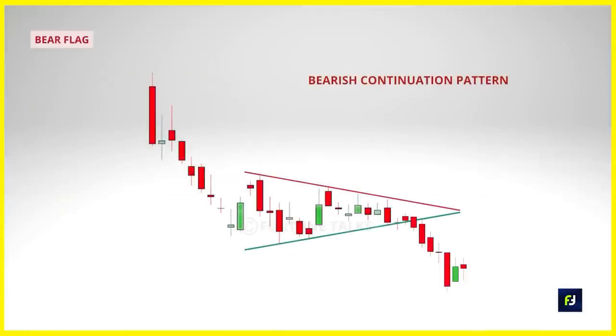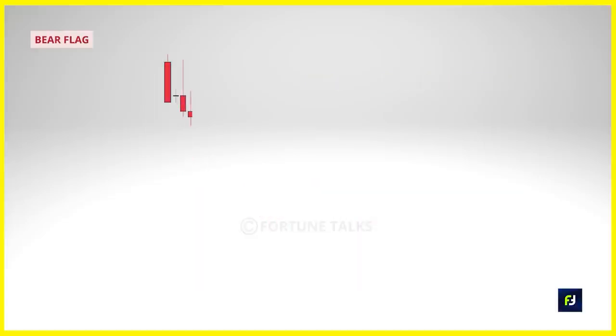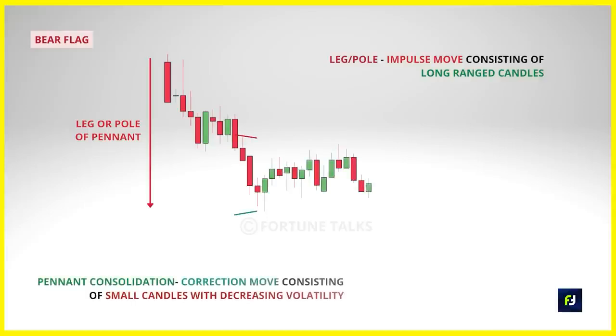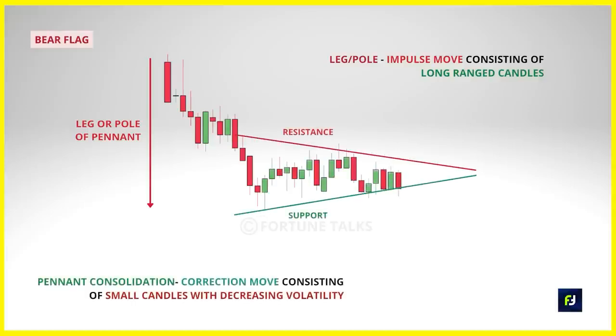I won't go into all the details of a bear pennant. This is exactly the opposite of the bull pennant. It is a bearish continuation chart pattern. It has a leg comprising impulse candles with a strong bearish body, followed by a tight consolidation associated with smaller candles and a contraction in volatility. We expect the price to break out explosively below the trendline support level and continue with the trend.